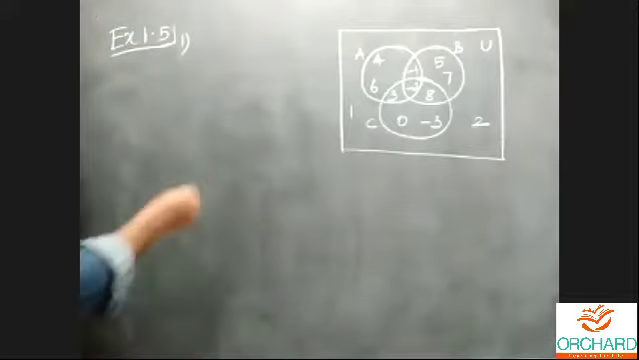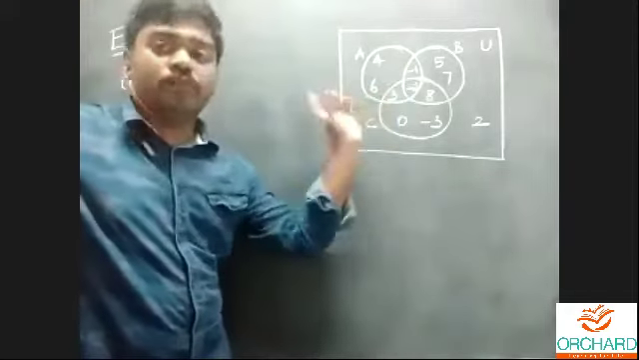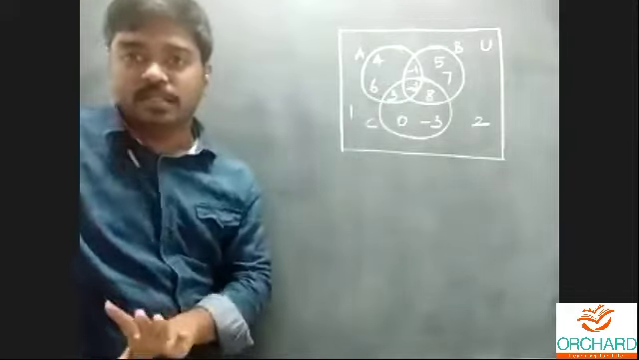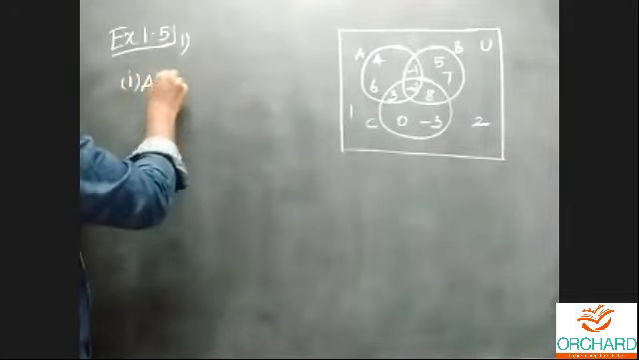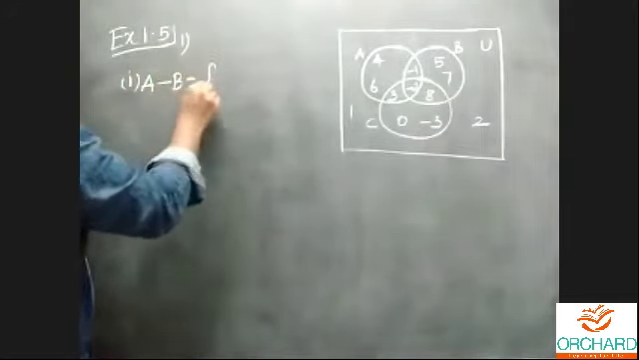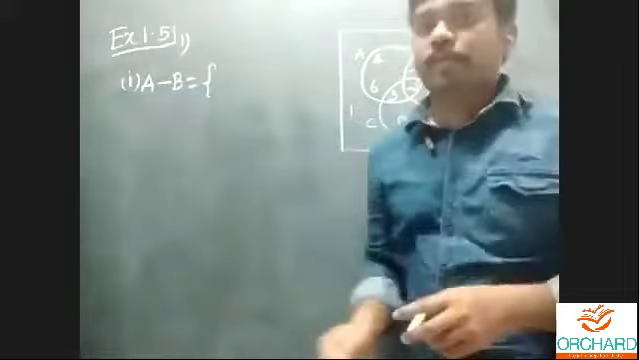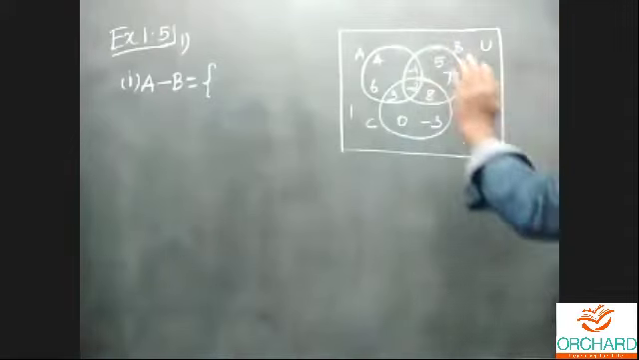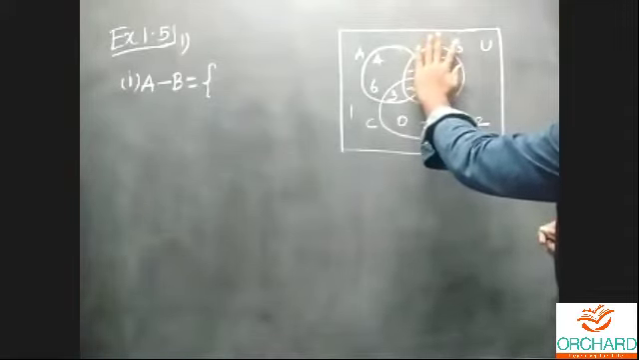For the first subdivision, listen carefully, students. You must refer only to the Venn diagram and directly answer these questions. The first one is A difference B. What is meant by A difference B? To remove the elements of B from A. This is set B, so hide set B fully.